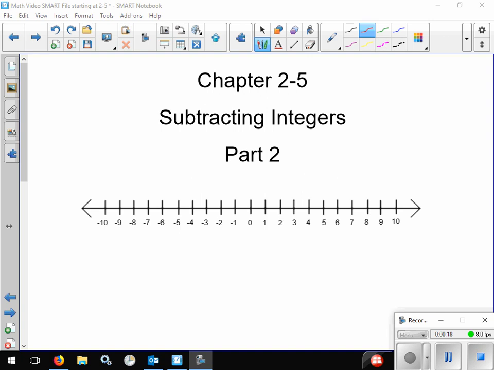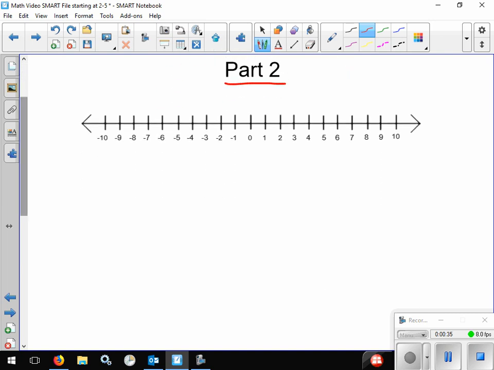You have to have the St. James heading at the top, as always. St. James heading is written first. Then you write chapter 2, section 5. Then you write subtracting integers, part 2. This keeps us organized, and this way you're not mistakenly doing part 1 again, or doing part 2 by accident. If you write part 2, then you know you should have a part 1 already.